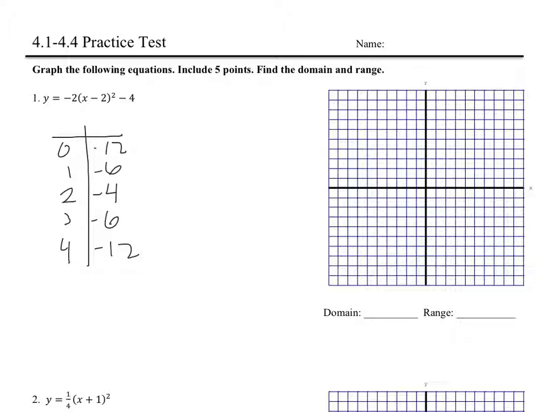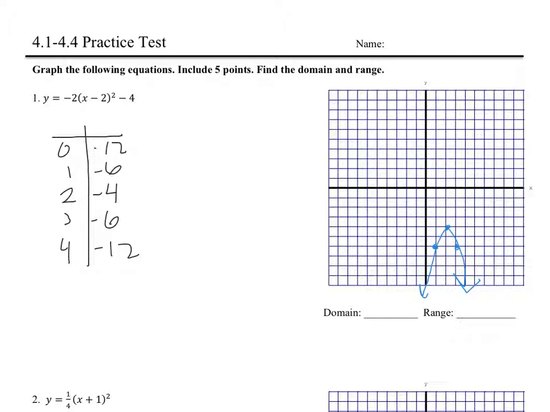So I'm just going to plot (1, -6), 1, 2, 3, 4, 5, 6. Here's (1, -6), (2, -4), (3, -6), and -12 would be someplace down here. So that's the first part of doing your graph.